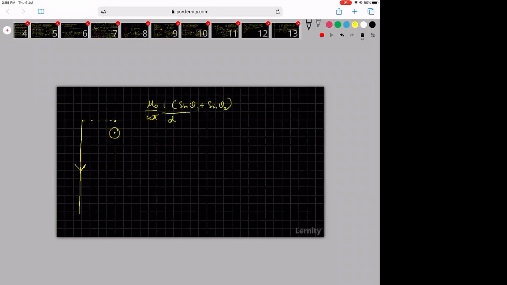Now sin theta 1 will be 0. Sin 0 is 0, so this will not come into play. This will become 90 degrees. So it will become mu naught I by 4 pi d. So the magnetic field B is equal to mu naught I by 4 pi d. That is how you can find out the magnetic field at this point.